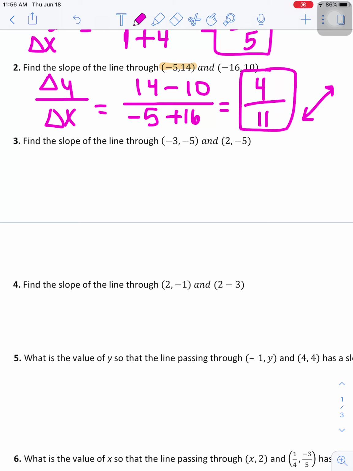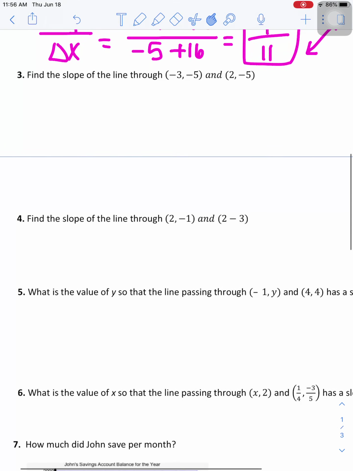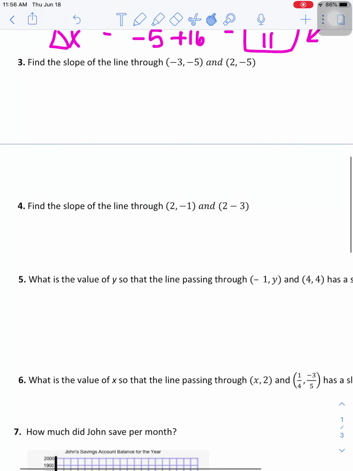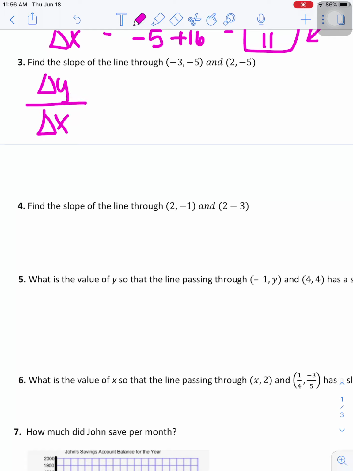All right, number 3. We're being asked to find the slope of the line through -3, -5, and 2, -5. Again, we're looking for a change in y over a change in x. I'm going to start with the first ordered pair. The y in that case is a -5, and we are going to subtract the other y from it. So -5 minus a -5 becomes +5.